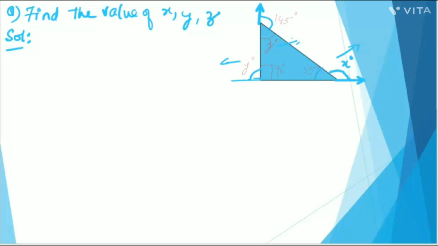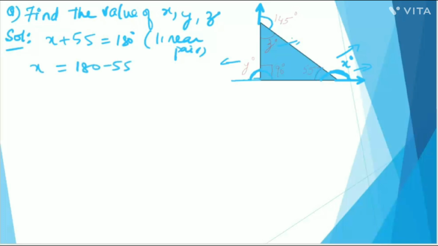How we are going to solve? First we will take the linear pair from here to here. This is a linear pair. Using this linear pair we will find x. Using this linear pair we will find y. x plus 55 is equal to 180 degrees. This is a linear pair. Plus 55 when it goes to the right side becomes minus 55. x is equal to 180 minus 55, which is 125.